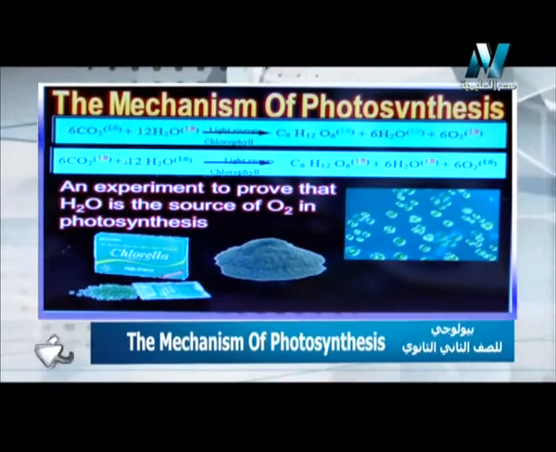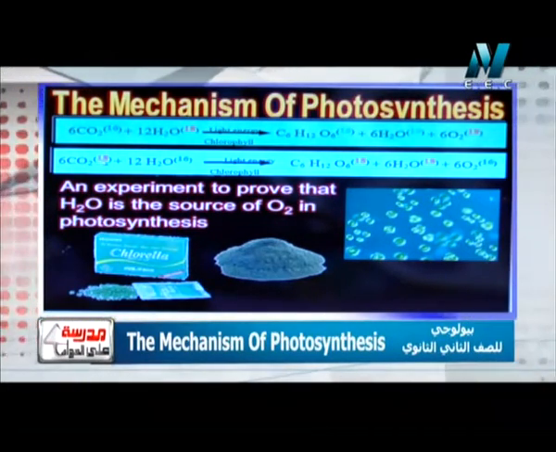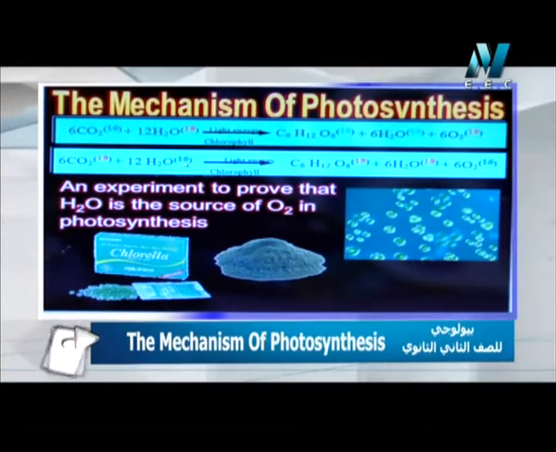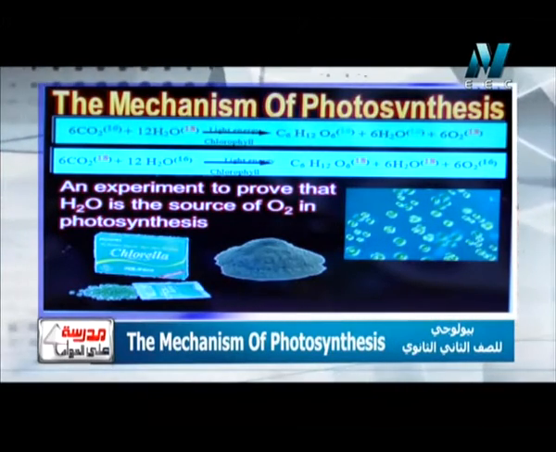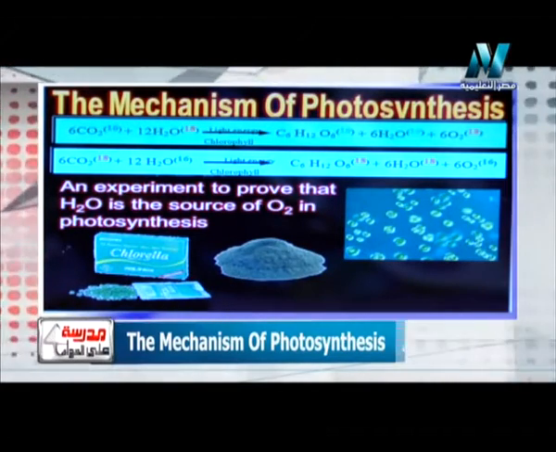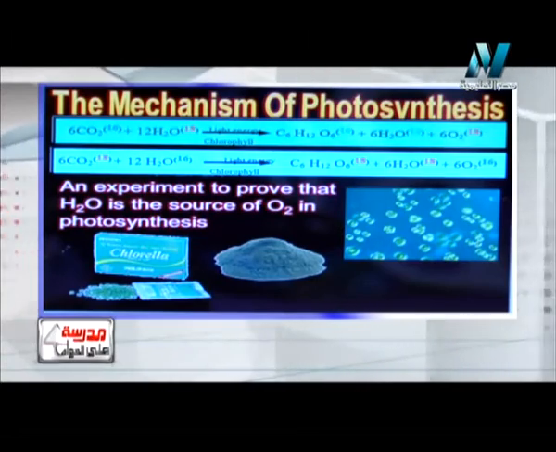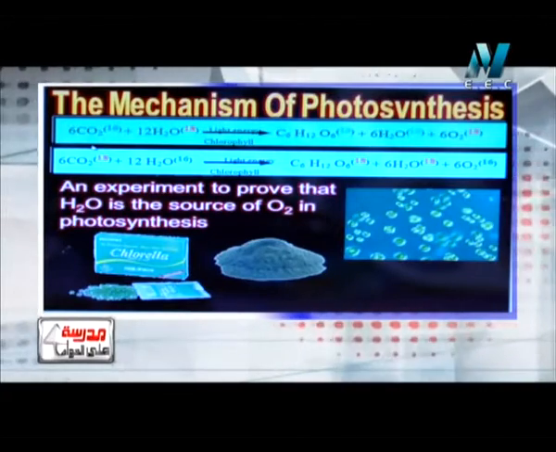And also when the chlorella algae is supplied with carbon dioxide containing radioactive oxygen 18 and water containing normal oxygen 16, the oxygen released as a result of photosynthesis is oxygen 16, similar to that in water. So the experiment proves that water is the source of oxygen released as a result of photosynthesis. The group of scientists in California in 1941 proved, by using chlorella algae, that the source of the oxygen released as a result of photosynthesis is water, not carbon dioxide.